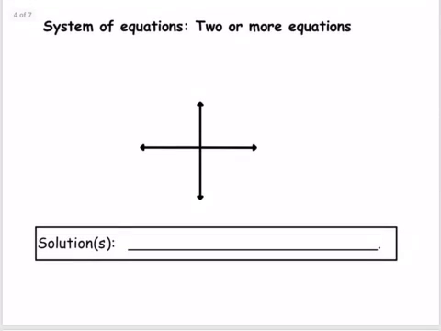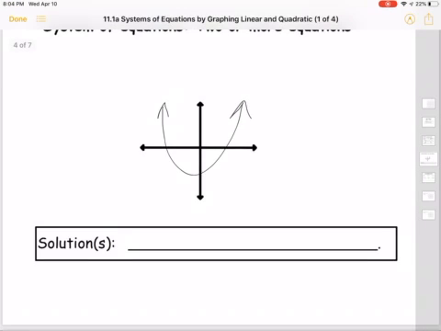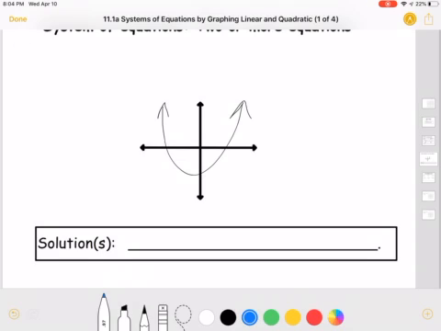So systems of equations, there are two or more equations, right? So for example, if we had a parabola on our graph and we had a line on our graph, that would be our system of equations. Now try and think back to where our solutions are. Our solution for this system of equations is where our parabola and our line intersect. So solutions are where your graphs intersect. That's really what we're looking for.